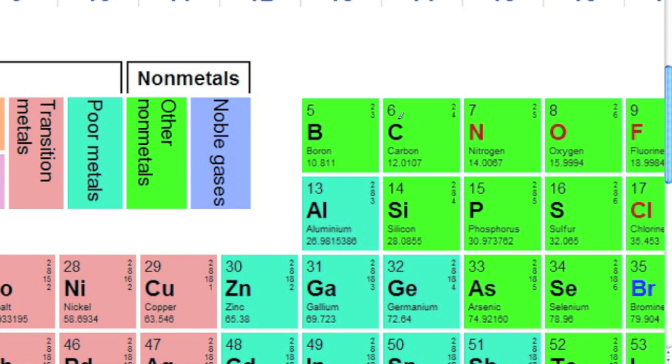So one atom of carbon would have 6 protons, and using your brain, you can figure out that one atom of carbon, if it's a neutral atom and not an ion, will also have 6 electrons, because then and only then will the charge be 0 and make it a neutral atom. So 6 protons, 6 electrons in a neutral atom of carbon.